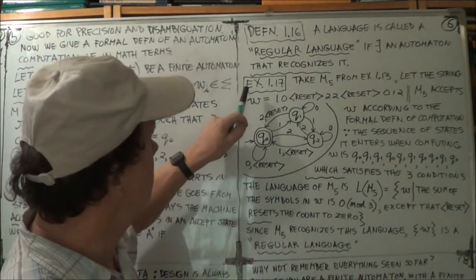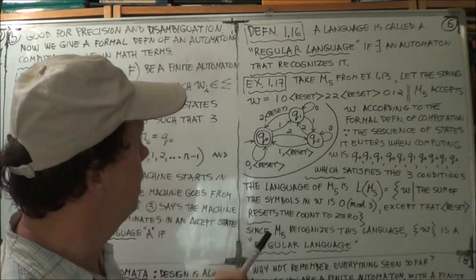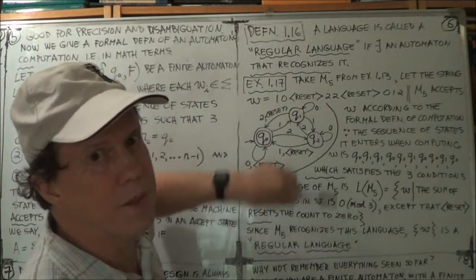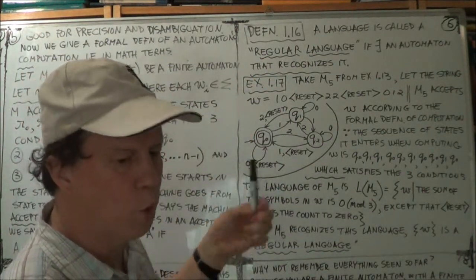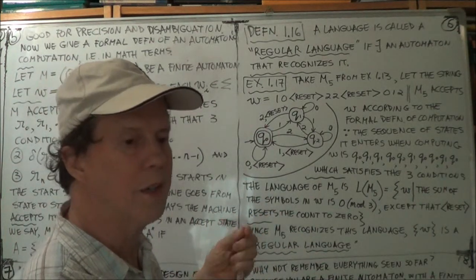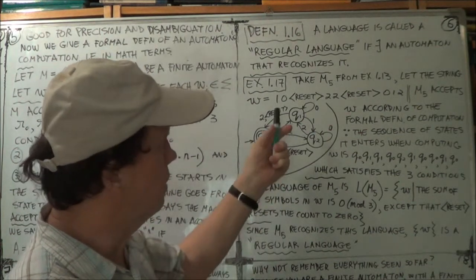Okay, now an example, so this is example 1.17. It's an example of a regular language. It's not surprising. They've all been regular languages so far, because we've been talking about languages that have been recognized by automata.